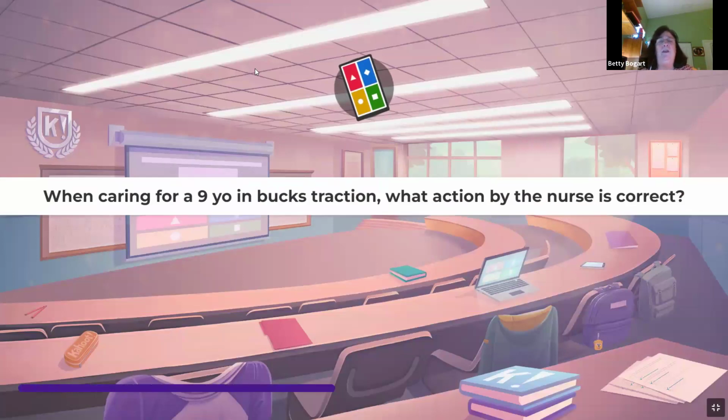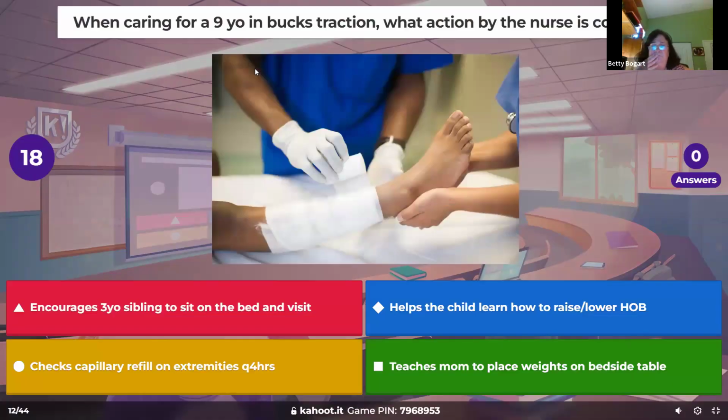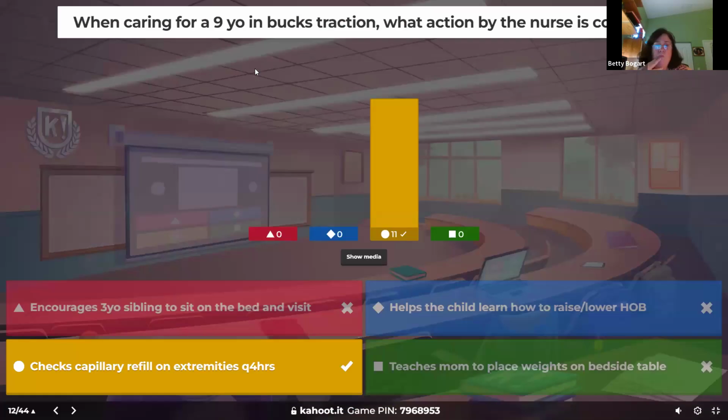When caring for a 9-year-old in Buck's traction, what action by the nurse is correct? So, checking capillary refill. Absolutely. And making sure those weights are free hanging there. Very good.